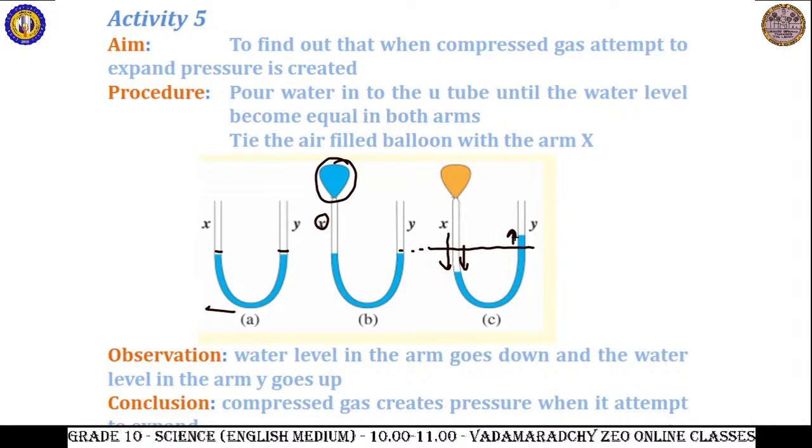We take a U-tube and pour water until the water level in both arms becomes equal. Thereafter, we fill the balloon and tie the filled balloon to arm X. Now we observe what will happen. The water level goes down in arm X, and in arm Y the water level goes up.